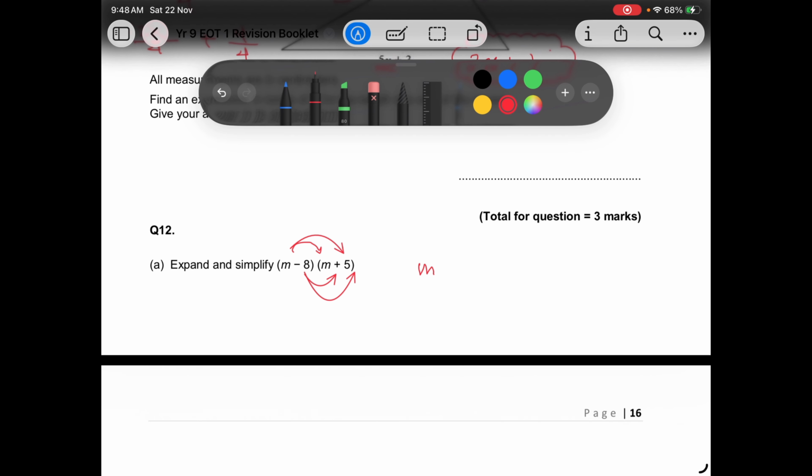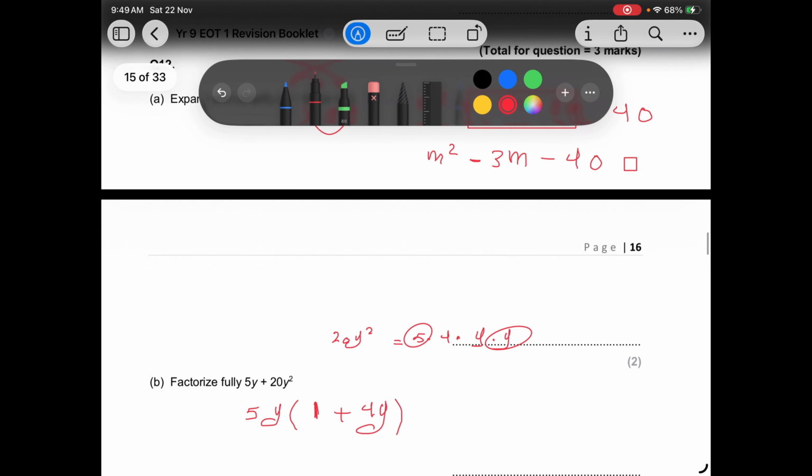It will be m squared, then first by second will be plus 5m, then minus 8m, then minus 40. And here, these two guys, we can glue them together because they are like terms. If you glue them, 5 minus 8 will be m squared minus 3m minus 40, and that's it. Okay?